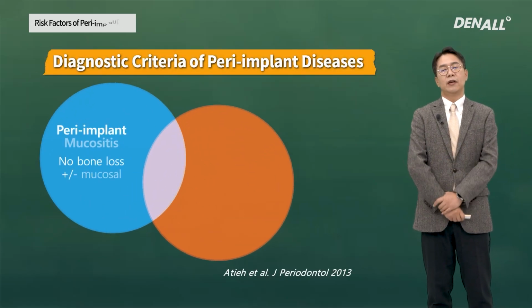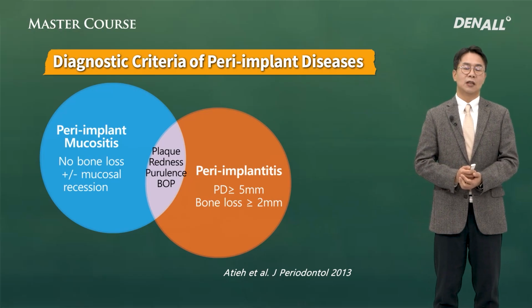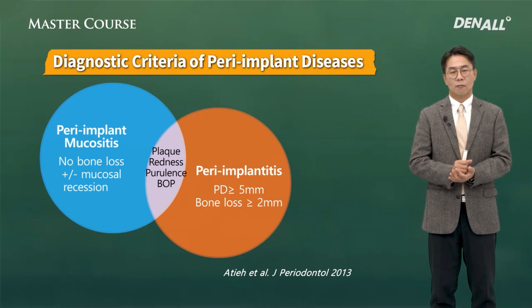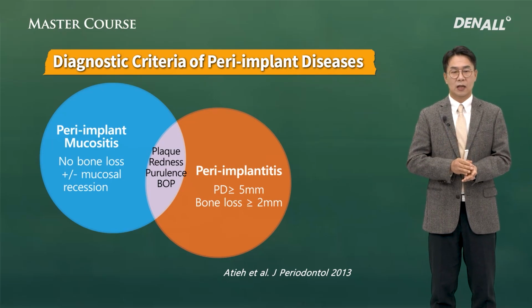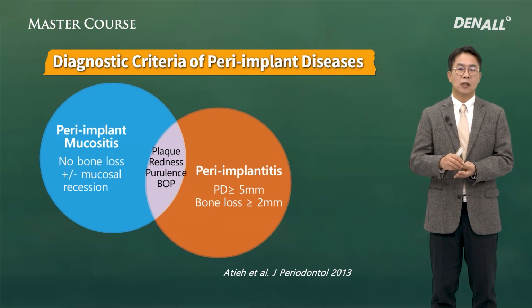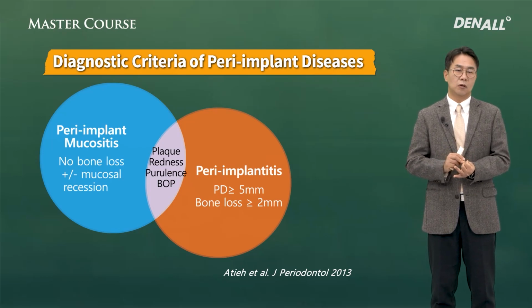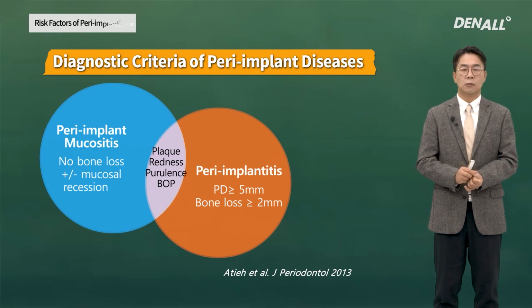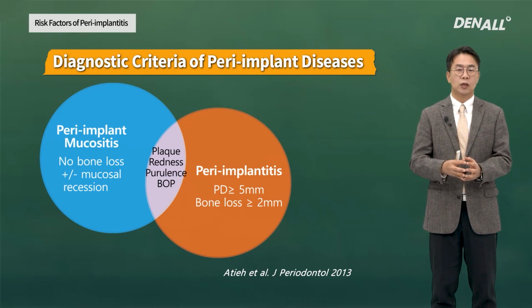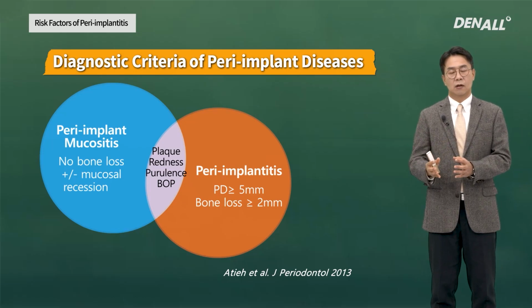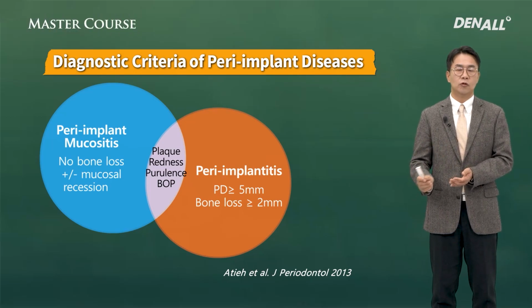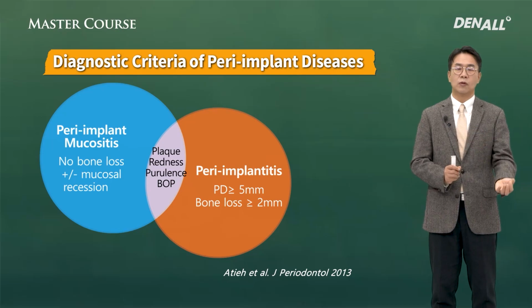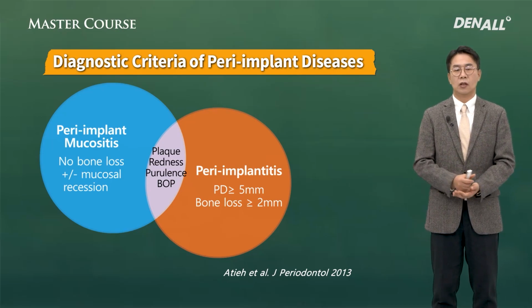First, we need to give diagnosis to catch the situation. Peri-implant mucositis and peri-implantitis have commonalities, including a lot of plaque accumulation, gingival redness, and purulence, and bleeding on probing. So these are the commonalities between those two. And after that, we need to look at the bone loss on the X-ray. If there is bone loss, you can address it as a peri-implantitis. If there is no bone loss, it's peri-implant mucositis.